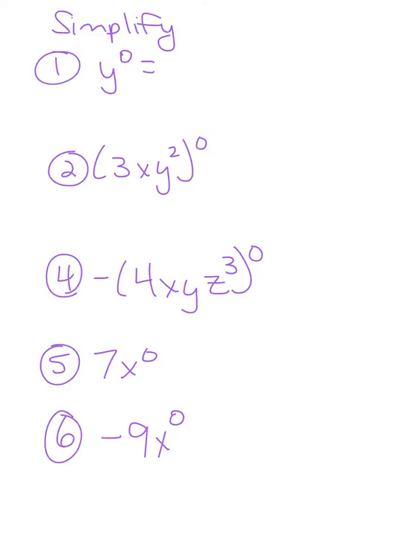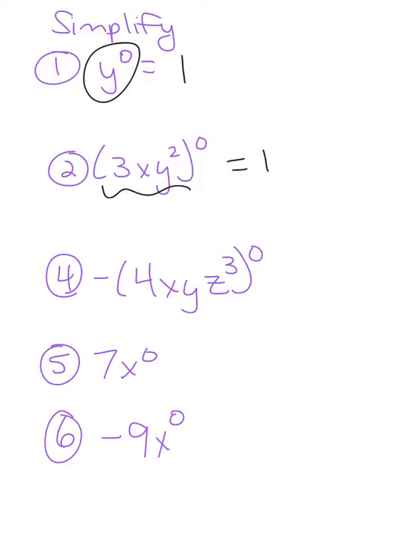So now we're just going to practice these properties with the following problems, and the directions ask us to simplify. So in number 1, it says y to the 0 power. Now remember, everything to the 0 power is equal to 1, so my answer is simply just 1 there, because y to the 0 is equal to 1. Same thing with number 2. Although I have it in parentheses, 3x y to the squared, that whole term is raised to the 0 power, so my answer is 1.